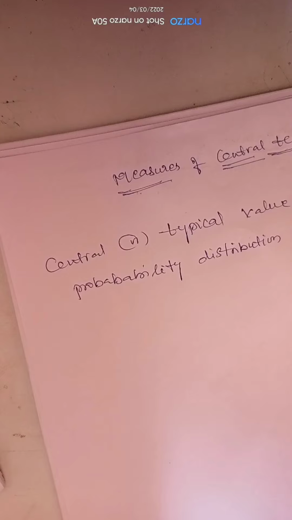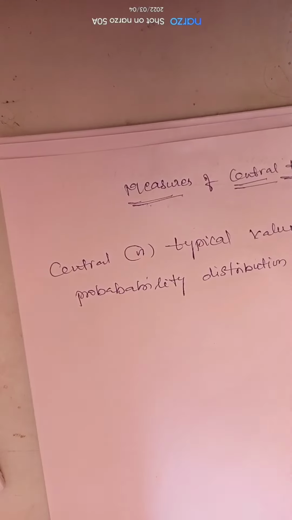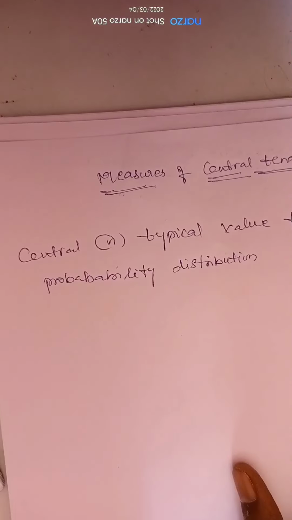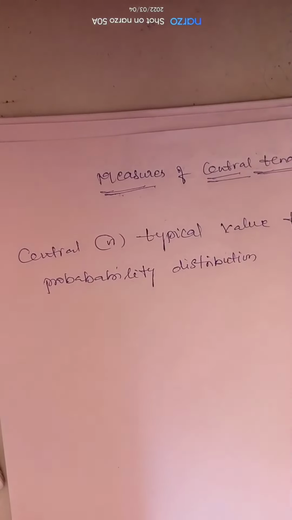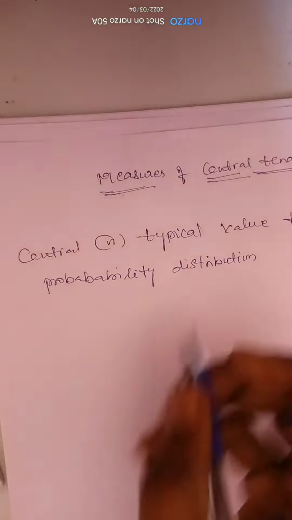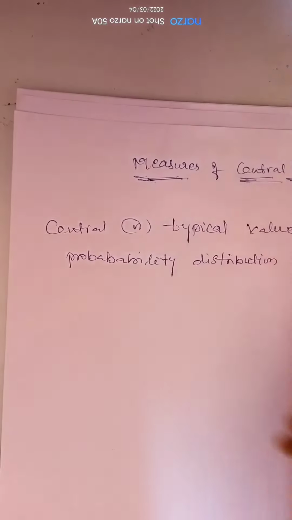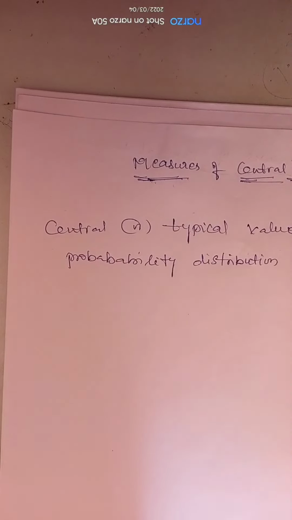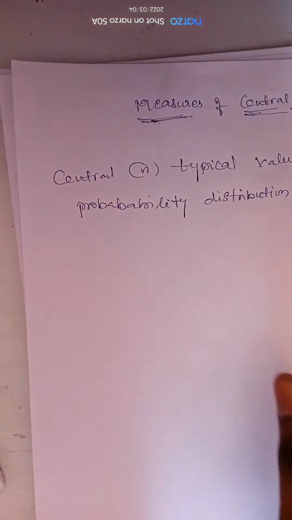The objective of statistics is fulfilled with the help of measures of central tendency. The analysis of data should be made with the help of measures of central tendency. Any collected data should be analyzed with their help. It is also useful for comparison from one observation to another observation.